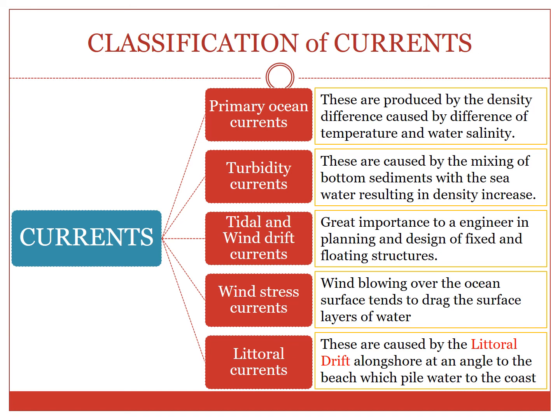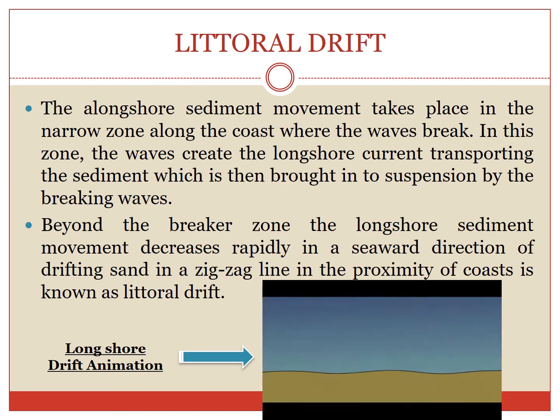Lastly, littoral currents. Littoral currents are set up by the waves breaking at an angle to the beach. As the sea waves approach the shallow water, they become waves of translation and pile up water against the coast. A hydraulic grade line is thus established and there must be a return flow to the sea. The component of the wave along the coast gives rise to the current which carries the sediment along with it. This is also known as littoral drift.